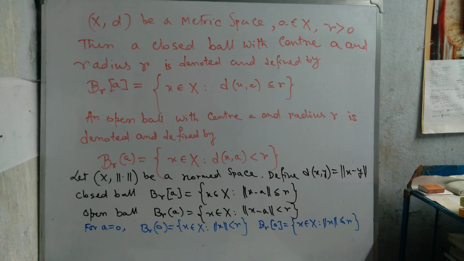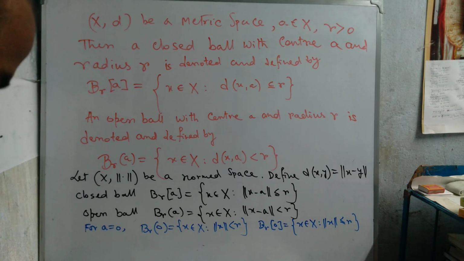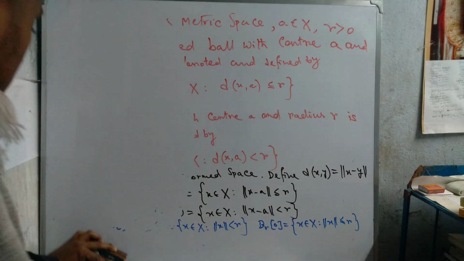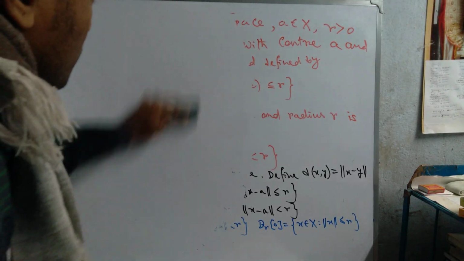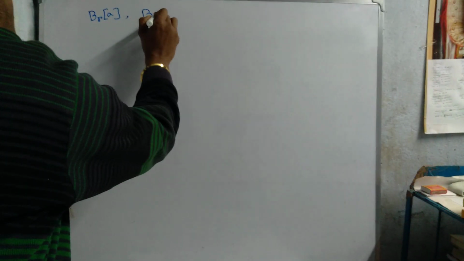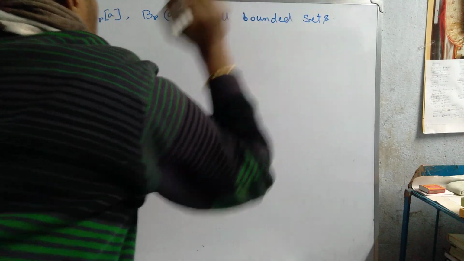Next we discuss that these are bounded sets. Obviously these open balls and closed balls are bounded sets. So now it is that portion and going to further discussion of that. What we talk about here, B_r[a] and B_r(a) are both bounded sets.